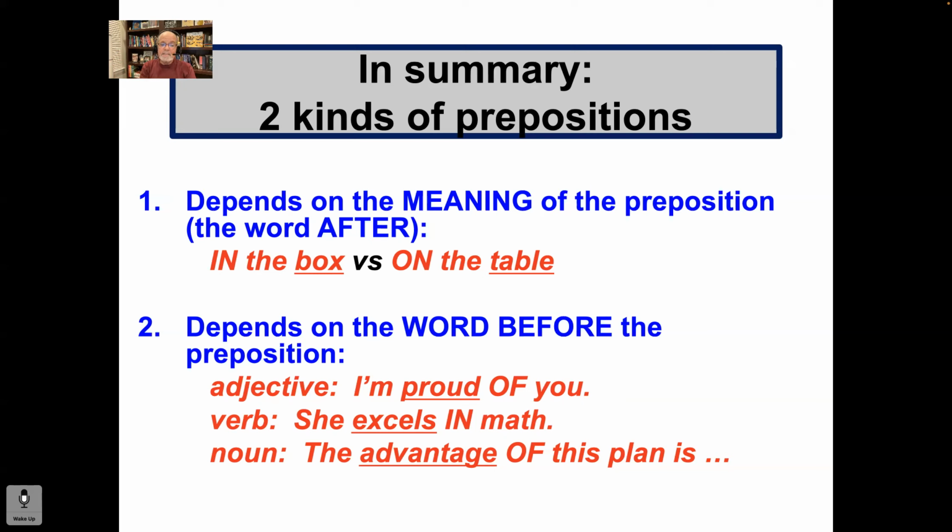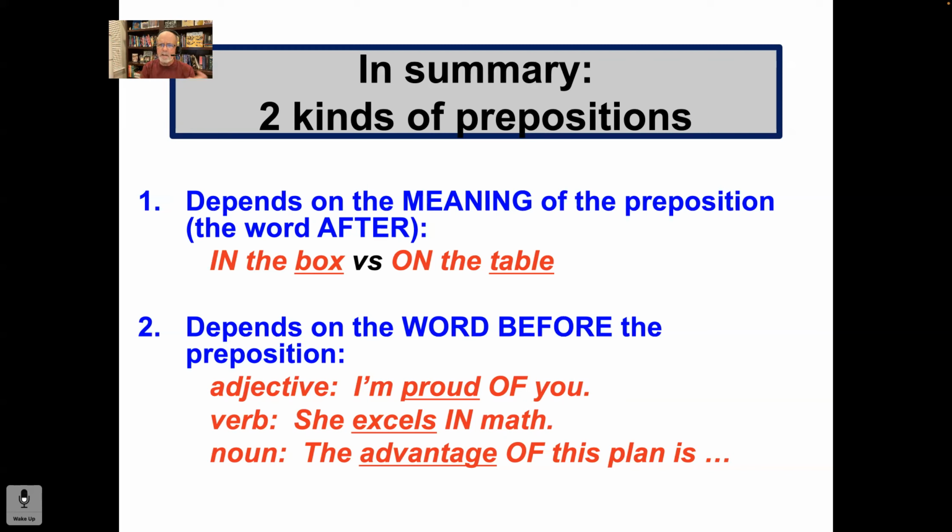Now, the second category: adjectives, verbs, and nouns. Sound familiar? Ding, ding, ding. We just studied this, right? So, I'm proud of you. I'm proud of. Once you have proud, it triggers of. You, your test, your brother, your brother's test, the cat, I don't care what came after it, which is the exact opposite of the first category, right?